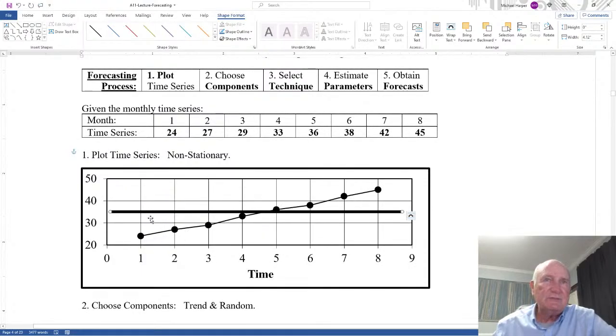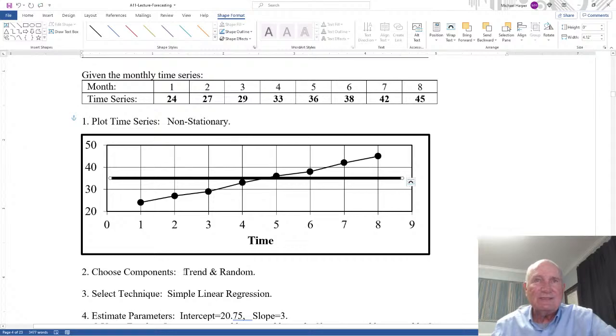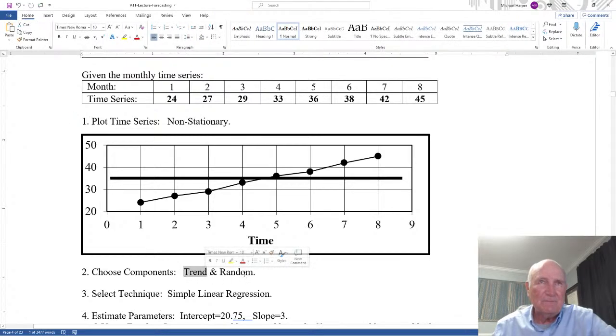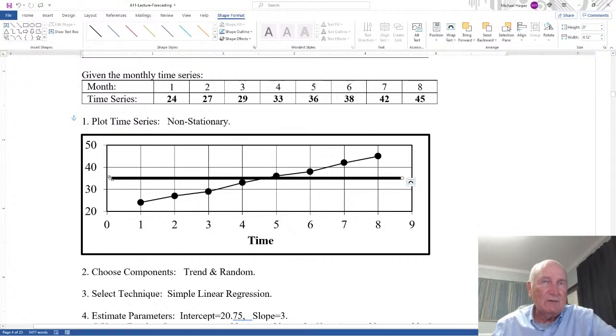Early in the time series, it's below. Later in the time series, it's above. So that pattern, when you have a pattern that is increasing or decreasing continuously, that's referred to as a trend component. So we have a trend component, but that's not all.